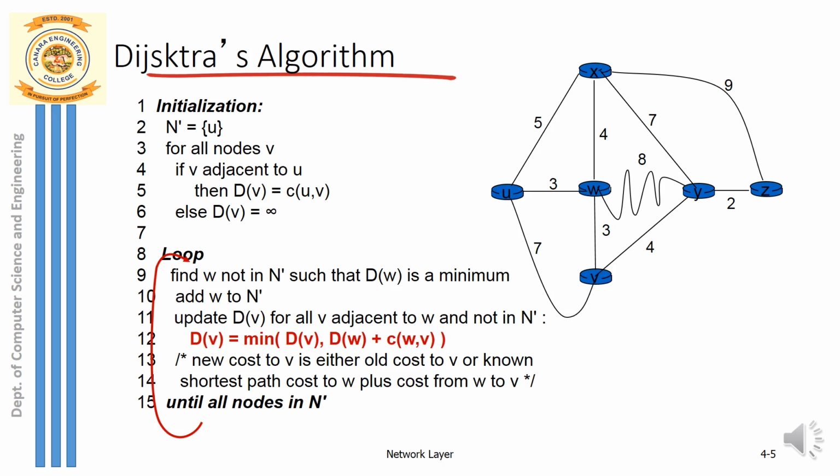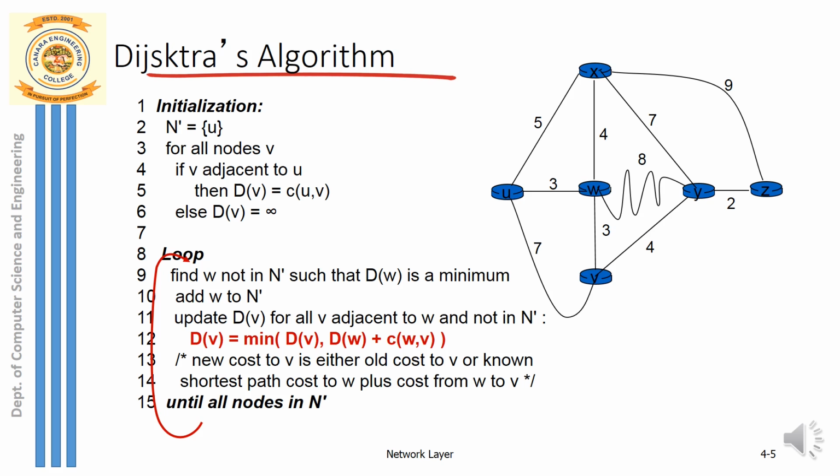Next, we have the other non-neighboring nodes, that is node y and node z, where the cost to reach from node u to node y and from node u to node z is taken as infinity. So that is only for non-neighboring nodes. Once we are done with the initialization, we go to the looping section. So here the actual calculation of the shortest path begins. Here onwards the loop starts.